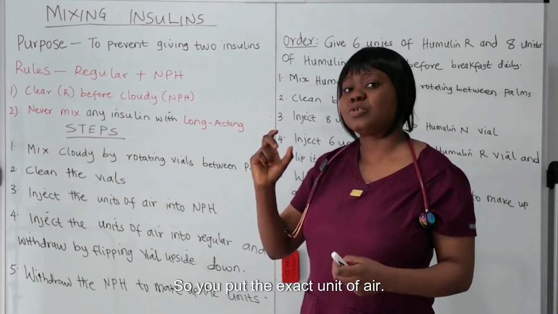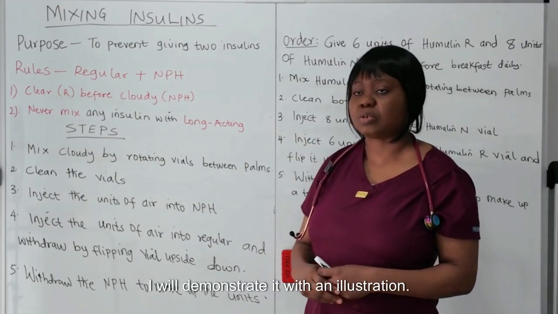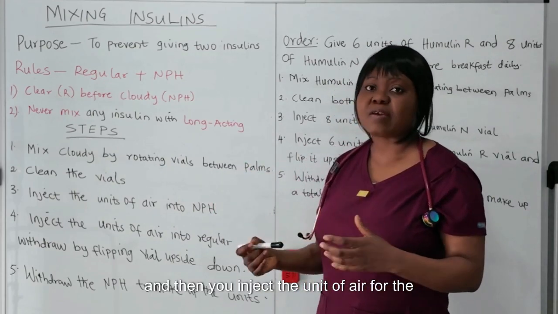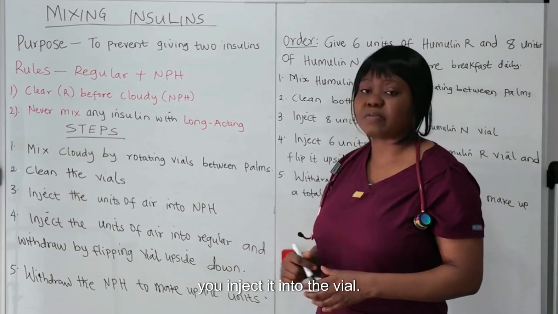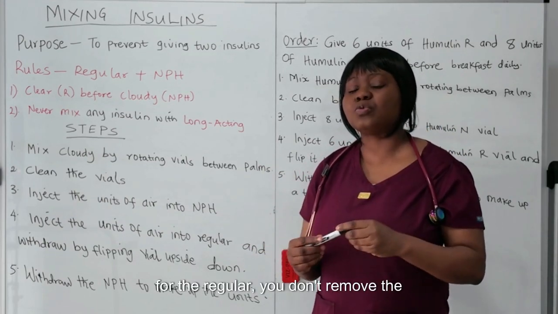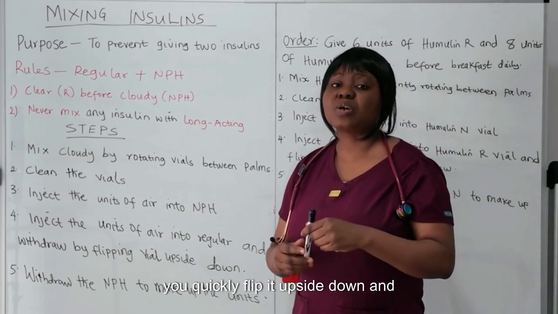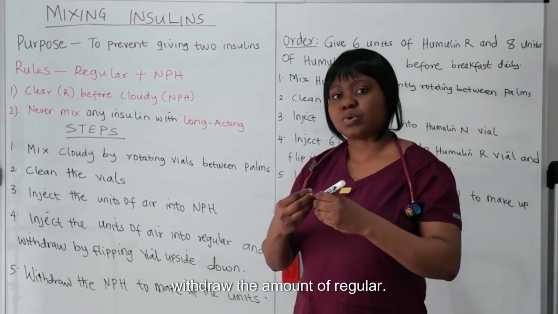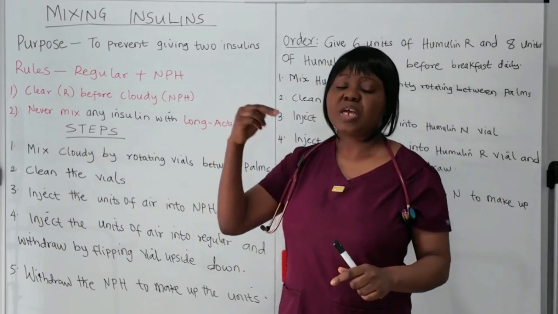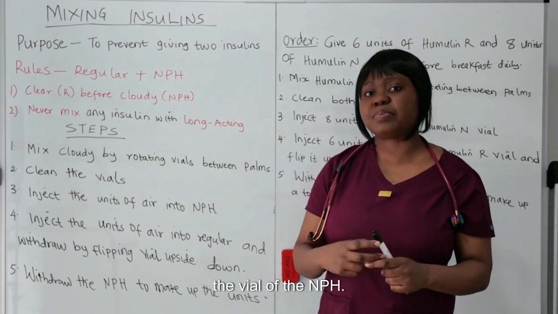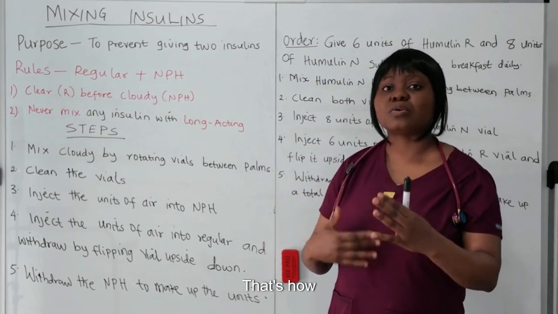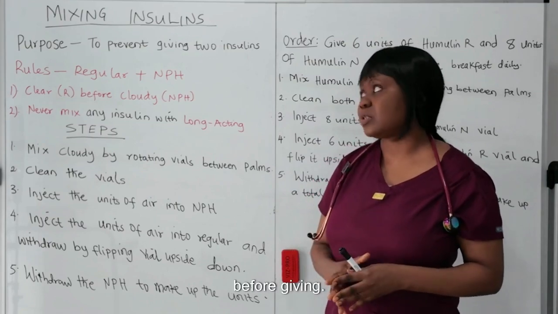You put the exact unit of air into the NPH, and I will demonstrate it with an illustration. Then you inject the unit of air for the regular into its vial. Once you have injected the air for the regular, you don't remove the needle this time. You quickly flip it upside down and withdraw the amount of regular. After you've withdrawn the regular, put that needle into the vial of the NPH, which you have cleaned before, and withdraw the NPH. That's how you mix insulin before giving.